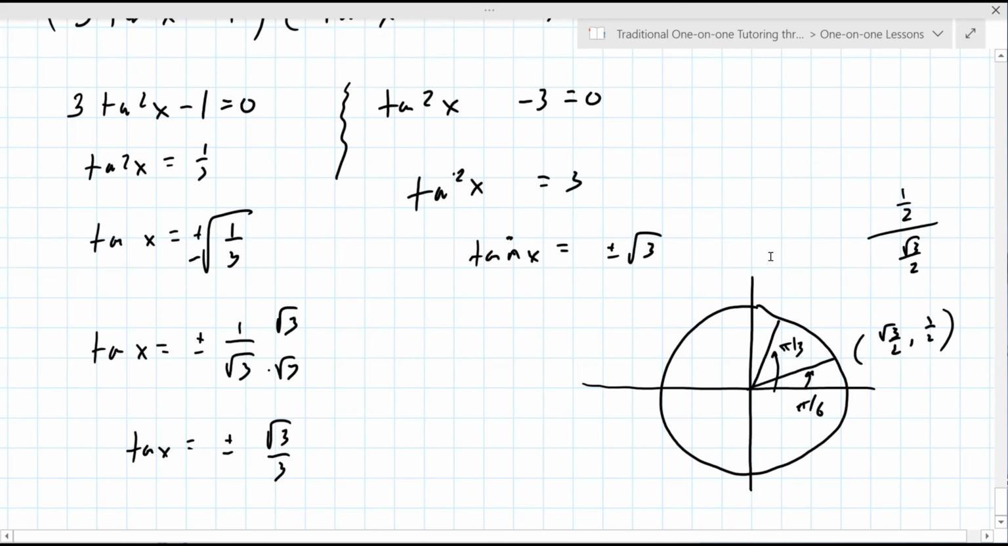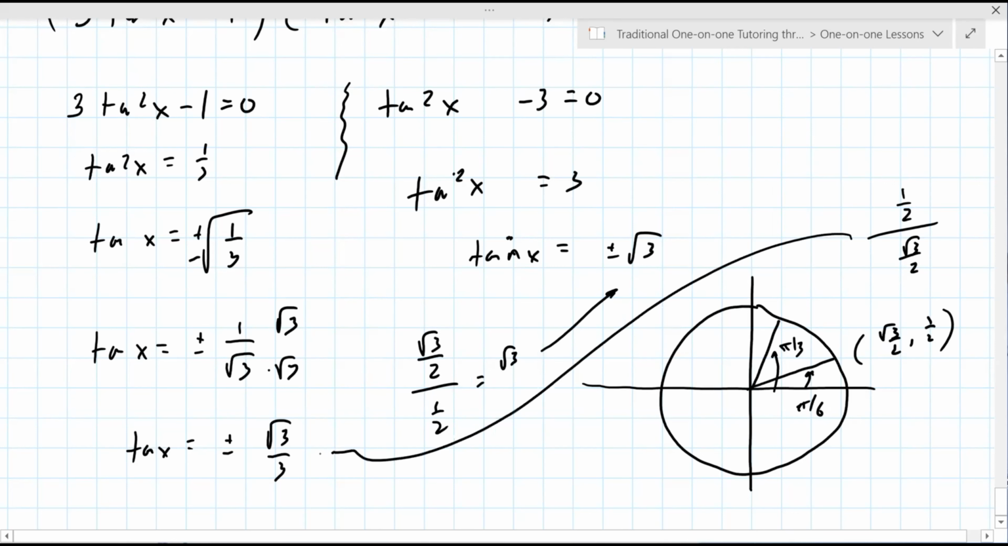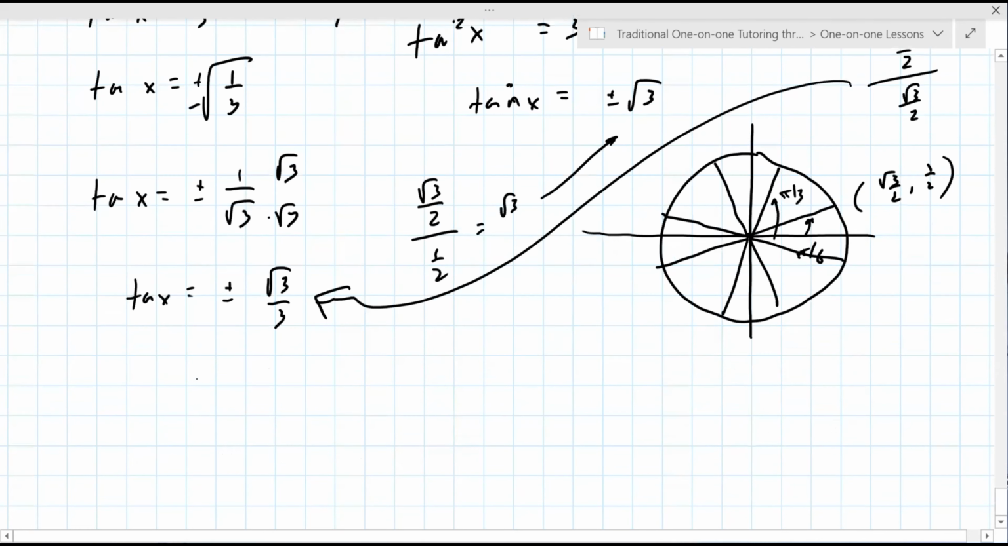And if that's not clear, like you just want to work out, well, what is square root of 3 over 2 over 1/2? Well, it's square root of 3, which is this one. But if it's 1/2 over square root of 3 over 2, it becomes the other one. So it's just each of these non-45s in your unit circles. Oh, all right. So that kind of shortcuts it a little bit. So the final answer is pi over 6, pi over 3.